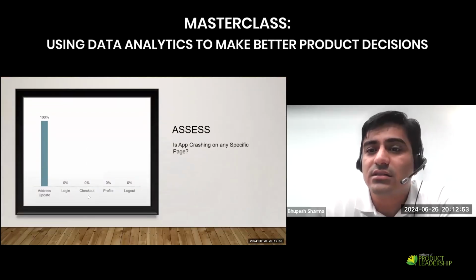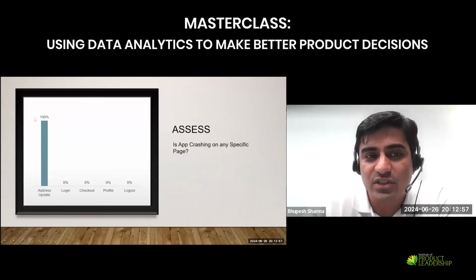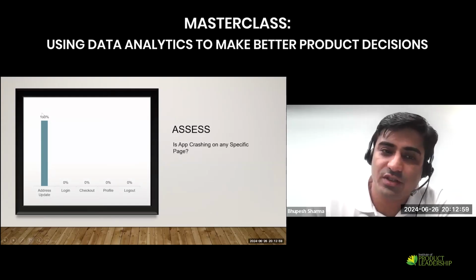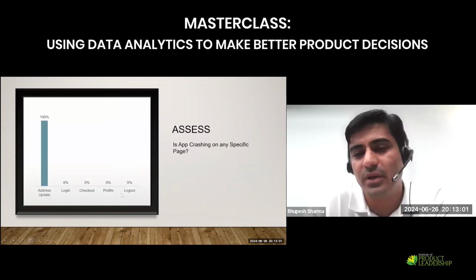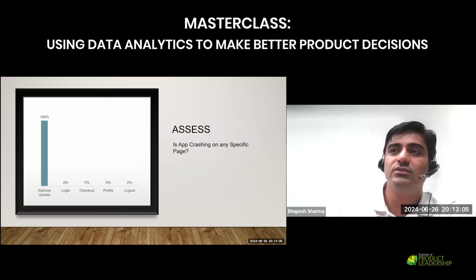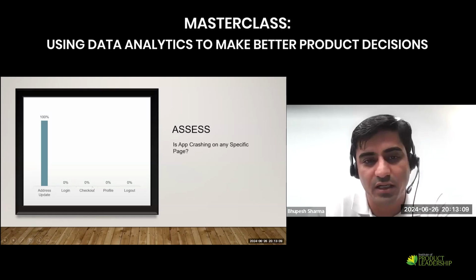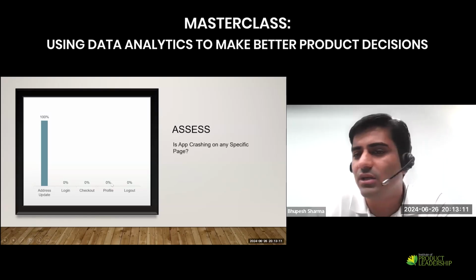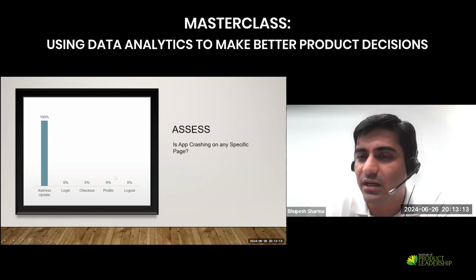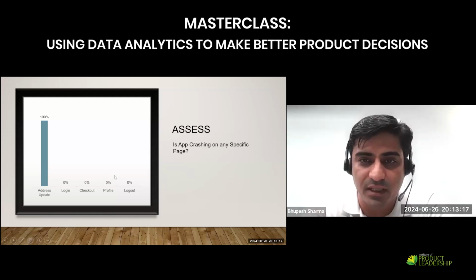In that root cause analysis, I identified that the app is crashing on one page, that is address update. On all other pages, the app is working fine. So the first thing I want to understand is on which page it is crashing. If it is crashing for, let's say, 20% login, 20% address update, checkout, then maybe it's not something related to the page, right? It might be some other problem because of which it is happening.